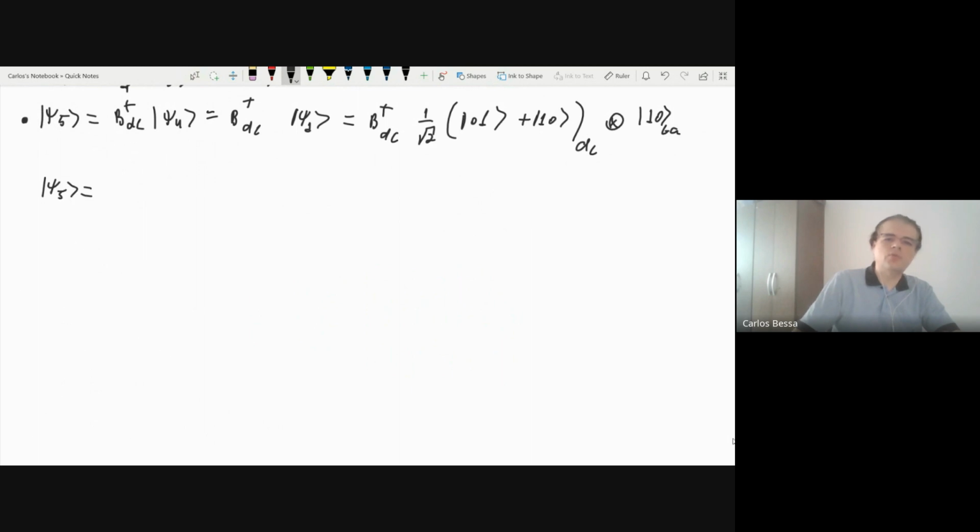And remember, when we have a sum, this will give the logical zero. In this case, it's just the 0, 1 state. So we have this DC times this 1, 0, BA. That's the same as 0, 1, 1, 0. That's what we'll read. In the top, that's in DC, this is the logical 0. In the bottom is the logical 1.